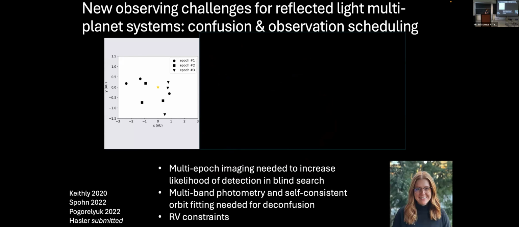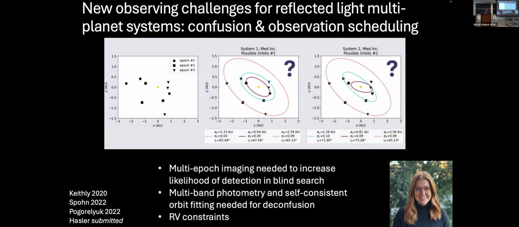One, if we think about this deconfusion problem of, we have, say, 3 epochs of imaging in photometry, and we want to understand which planets we're imaging at a given time. It's not trivial. Here's an example simulated observation over 3 epochs. The epochs are coded in different symbols, but I would challenge you to be able to, by eye, tell which of those points goes with which planet at which time. It's not trivial. So now we have to figure out ways to deconfuse those signals.